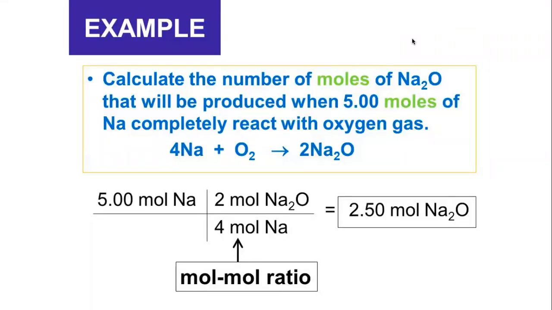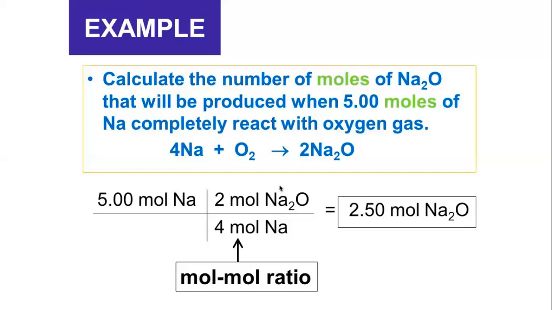So as an example, we're going to calculate the number of moles of sodium oxide that will be produced when 5 moles of sodium completely react with oxygen gas. So we are going to use our coefficients to come up with some mole to mole ratios. First, we're going to start with what we're given. We are given that we have 5.00 moles of sodium. Then we're going to look at our balanced chemical equation to set up a mole to mole ratio.